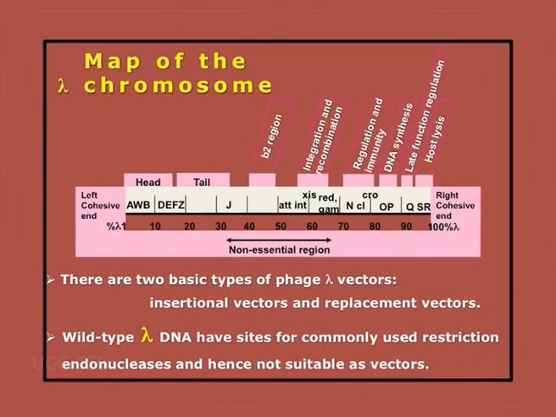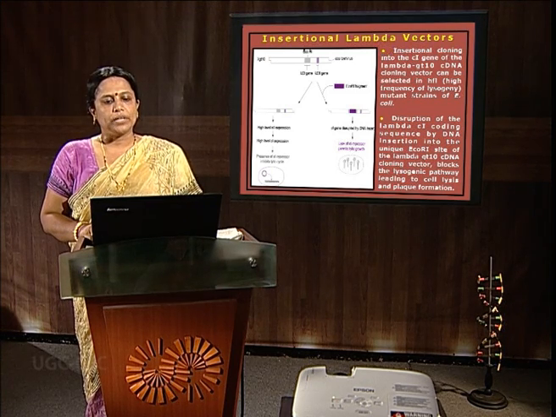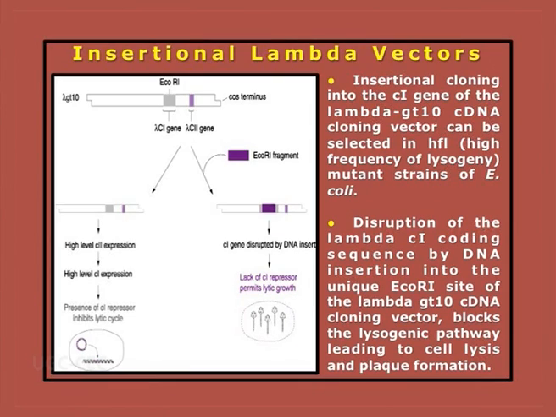So you can see here that there can be two different types of cloning vehicles utilizing lambda: a replacement vector and an insertion vector. If I look into the insertion vector, you can see that it has a lambda cI gene, which is responsible for maintaining the lambda in the lysogenic mode. So in this region, if I introduce a gene of my interest utilizing the EcoRI site, then we are inactivating the lambda cI gene. And if lambda cI gets inactivated, then it won't get into the lysogenic mode and it will go into the lytic mode. So this is how lambda insertional vectors can be created.